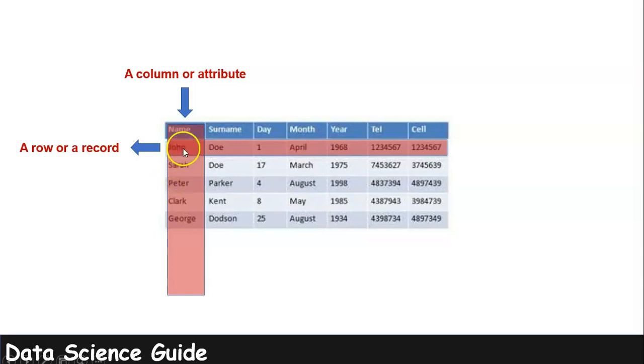For example, the first column, or field or attribute, we call it name, where you save the names of all customers in your table. The second column is where you save all the data about the surname for all employees or clients. The third is about the date of birth, the day, month and year. So simply, we call a row a record, and we call a column a field or attribute.